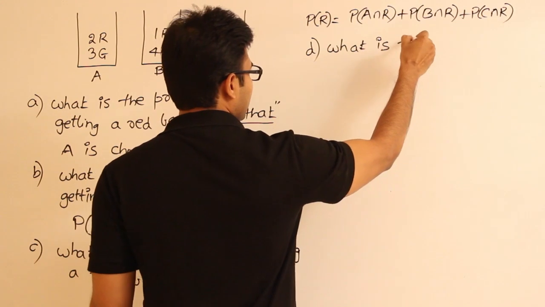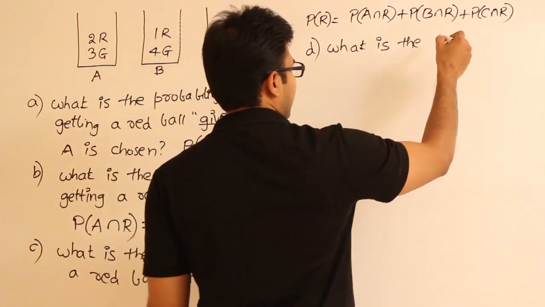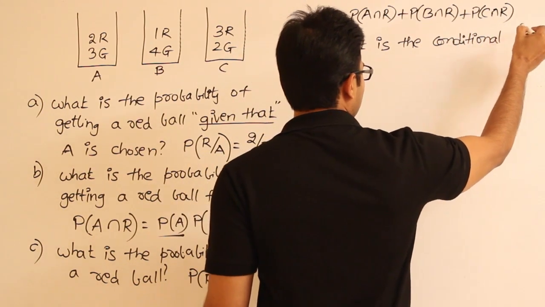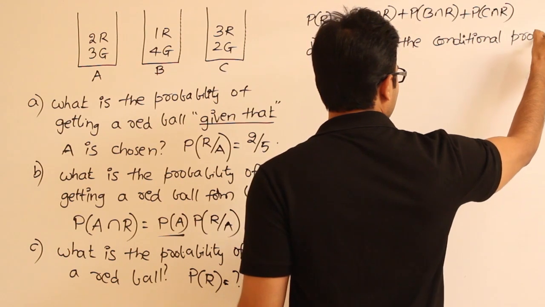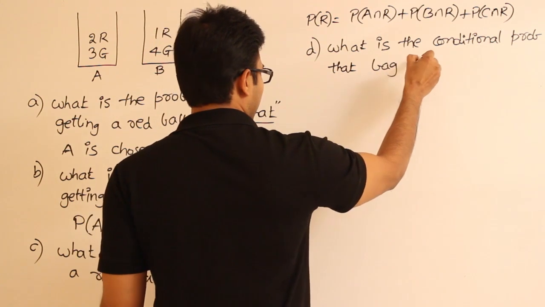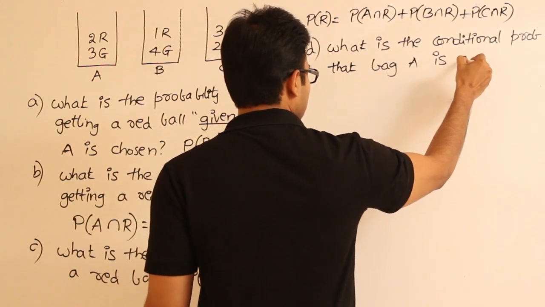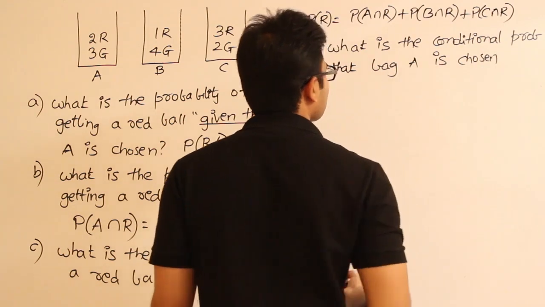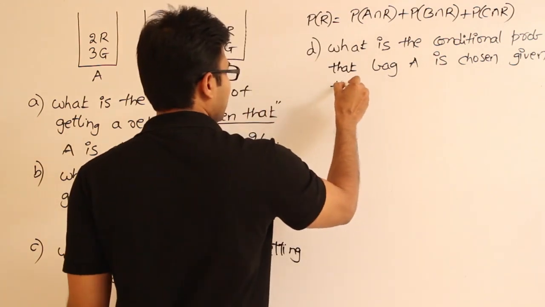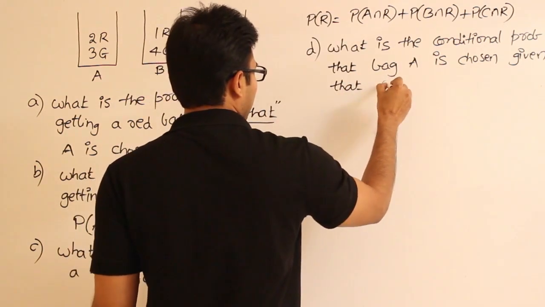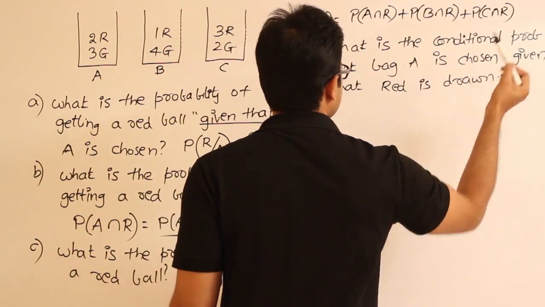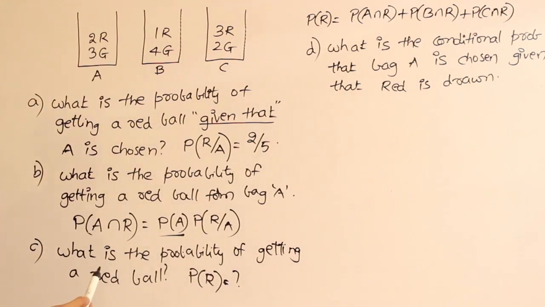What is the conditional probability that bag A is chosen given that a red ball is drawn? So this is a very important question.